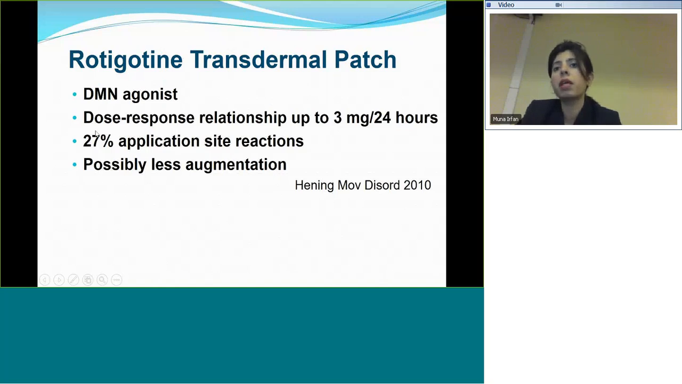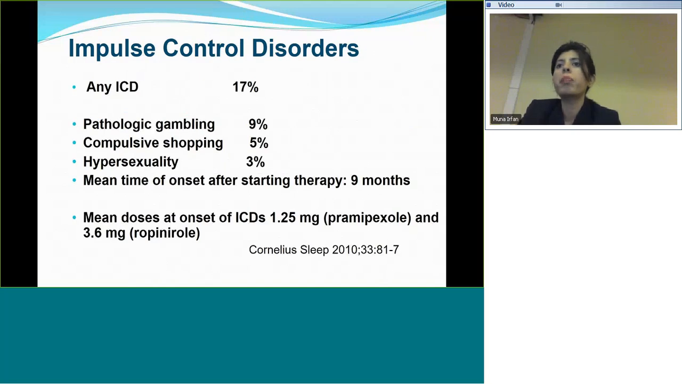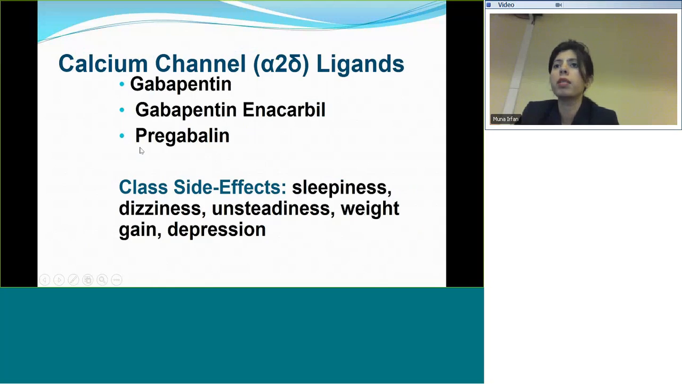The main common side effect of that is that 27% of the people can have site reactions, the patch application site reactions. So impulse control, I'm probably going to skim through it too, because I want to leave some time for the Q&A as well, but these are the various impulse issues noted.